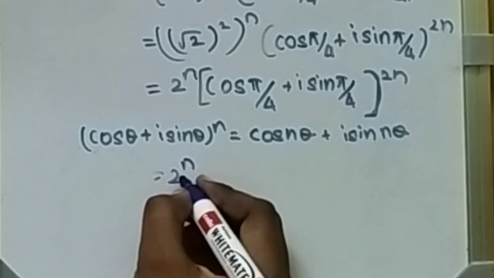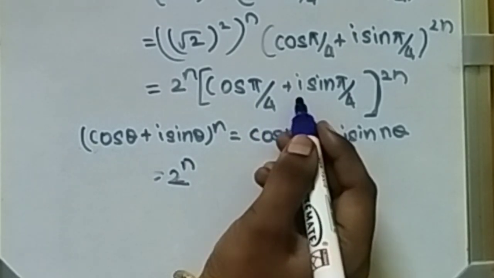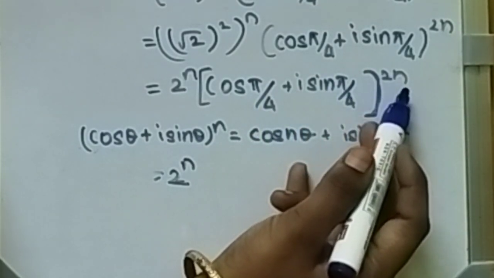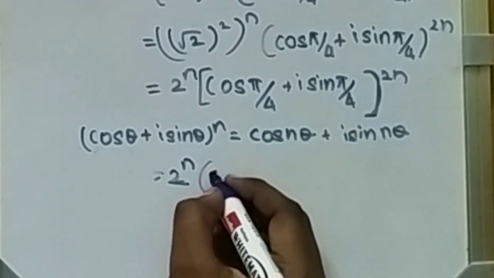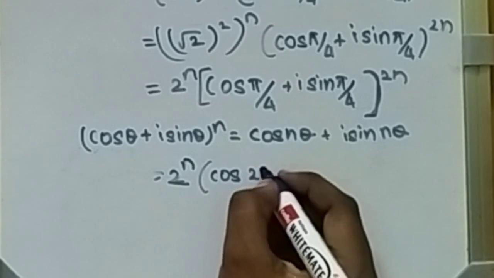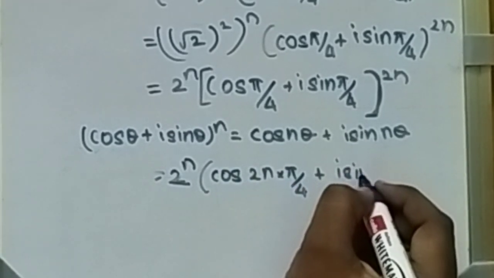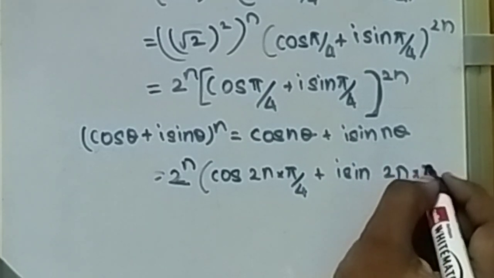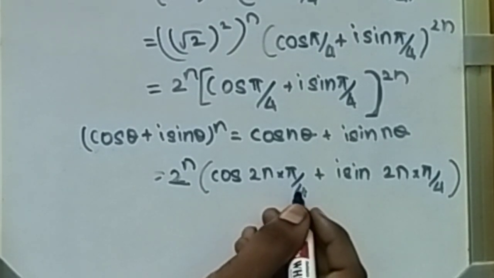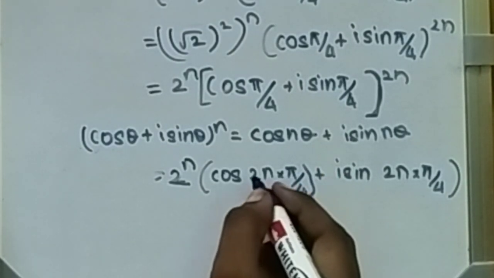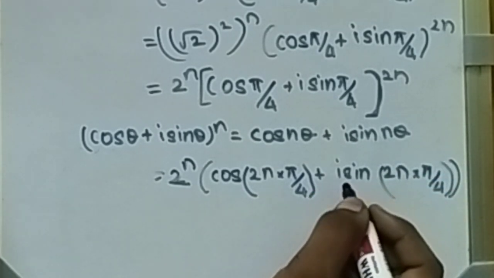Root 2 power 2n remains the same. Here we have (cos pi by 4 plus i sin pi by 4) power 2n. So we take this 2n within the angle. So it will become cos (2n multiplied by pi by 4) plus i sin (2n multiplied by pi by 4). So here 2n and pi by 4 are in multiplication, so we can do this like this. So we can separate the angle with this plus sign, right?